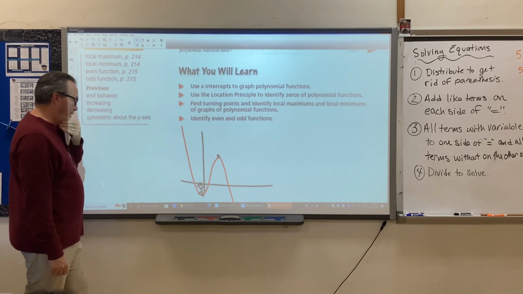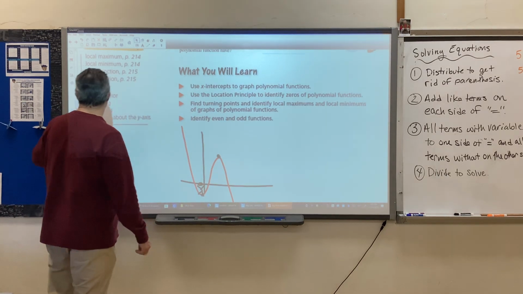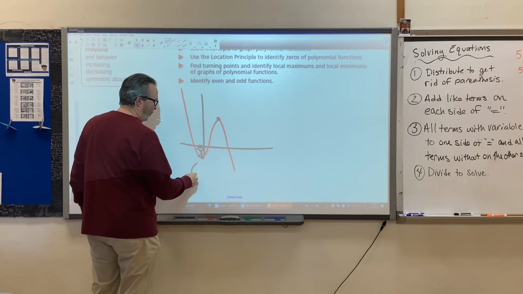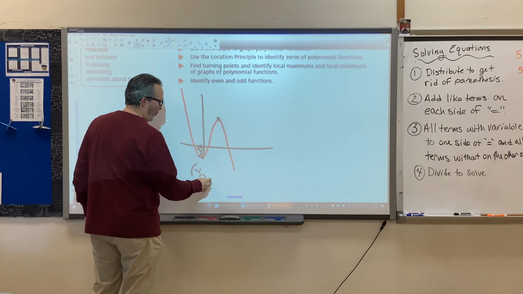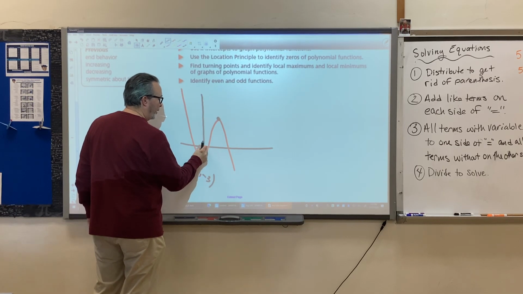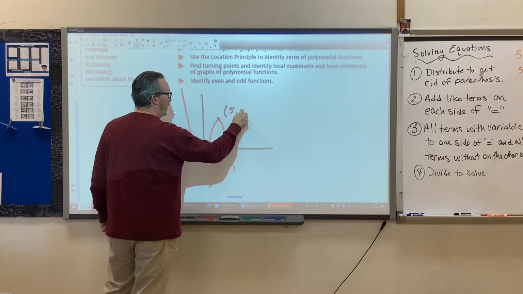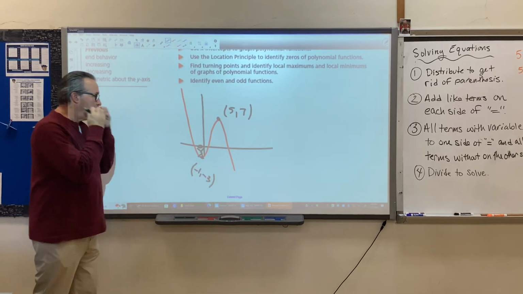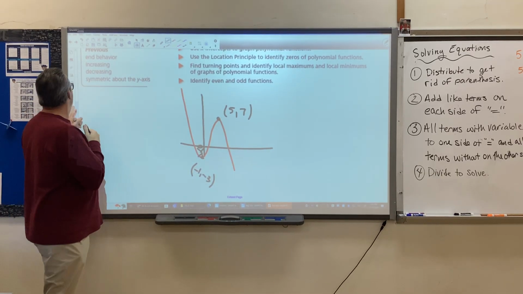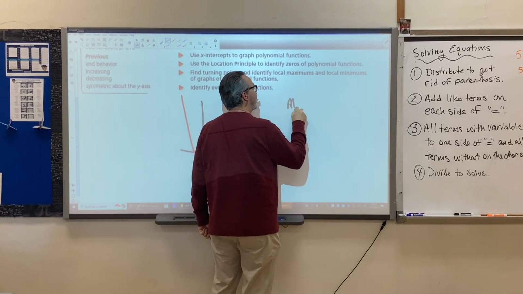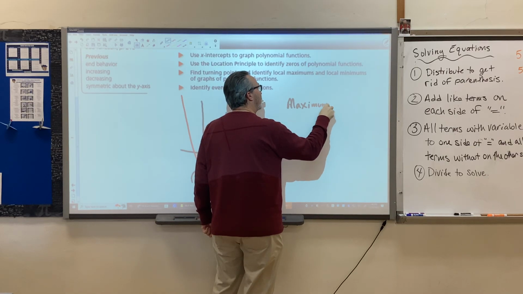Okay. So let's just make up some points just for the sake of explaining. Say this is the point -1, -3. That's -1. And this is the point 5, 7. Okay? So you're going to have to list some characteristics about the function.